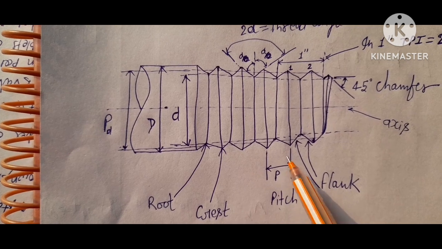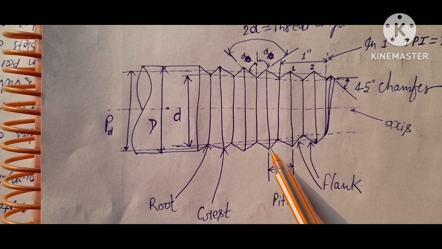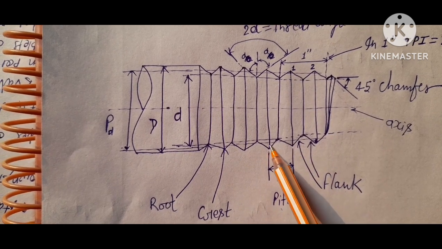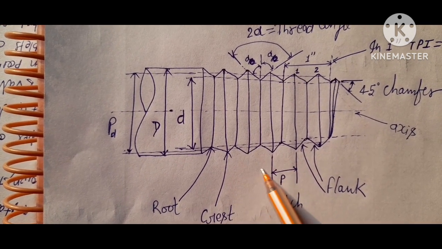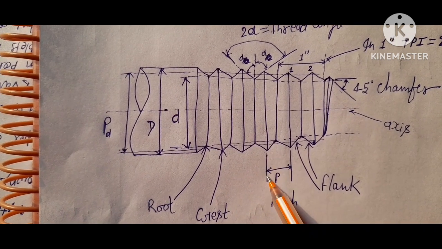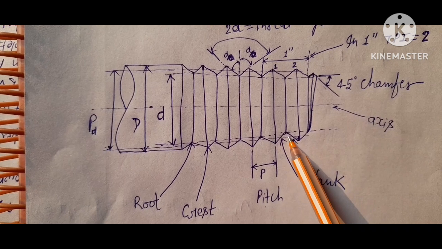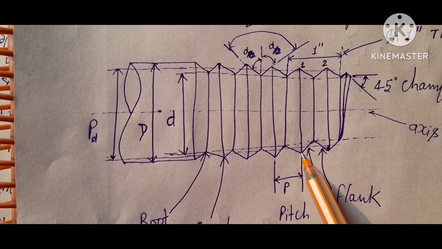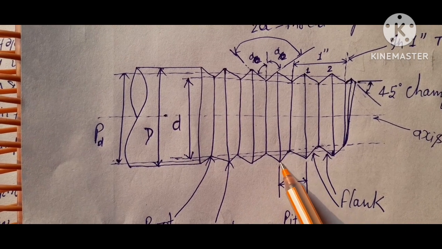And pitch is the consecutive distance between crests. This distance between consecutive crests is also known as pitch. So this is a pitch. Okay, now flank, this portion you see here is known as flank.